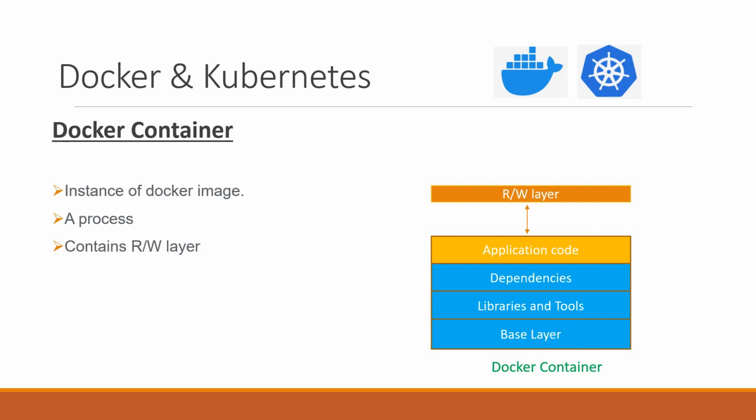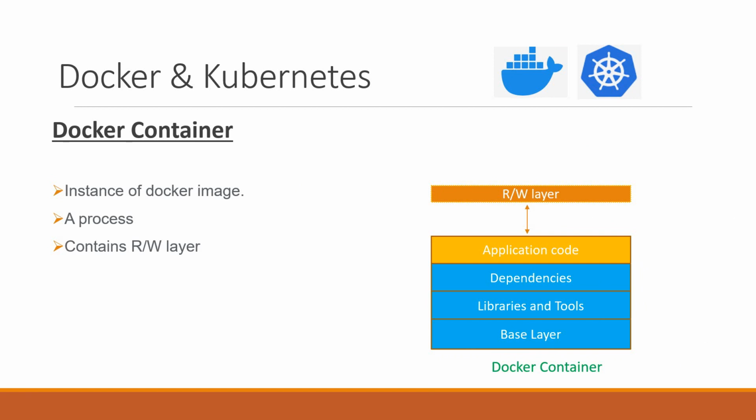Now we understand about Docker image and container. So the main difference between Docker image and a container is that the Docker image is an executable package which contains the read-only layers, while the container is a process which is created out of this image, and it will contain the read-write layer in addition to the read-only layers.